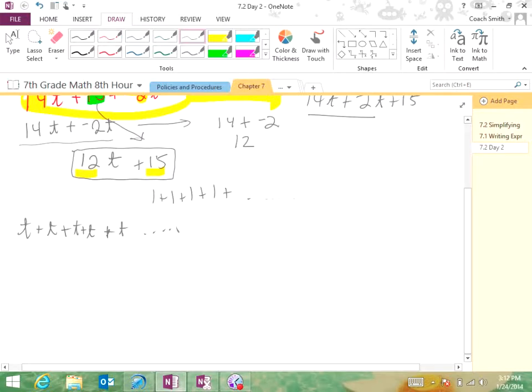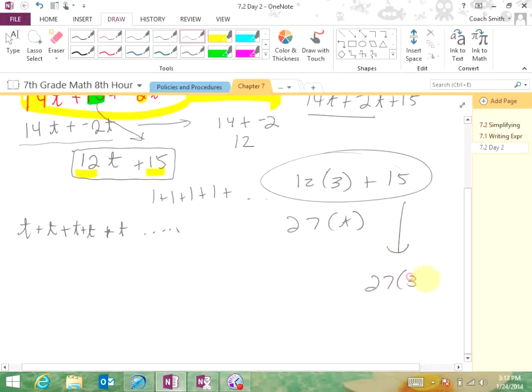Okay? The other reason we can't put them together is what we talked about yesterday. If I have 12 times 3 plus 15, what are you going to do first in that problem? 12 times 3. Okay? So if that's what comes first in the problem, then how can all of a sudden I put those two things together and go 27 times t? You would never see this problem here and say that that's 27 times 3. Okay, you can't do that.